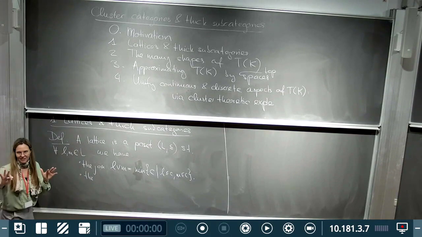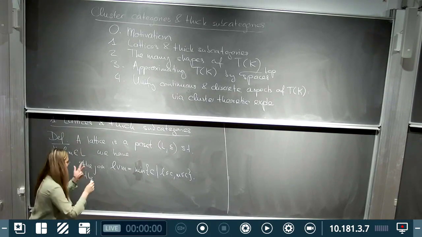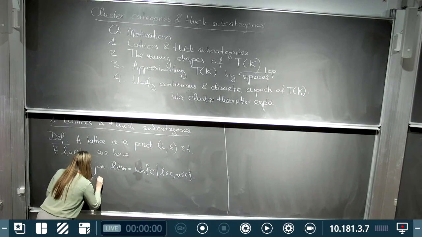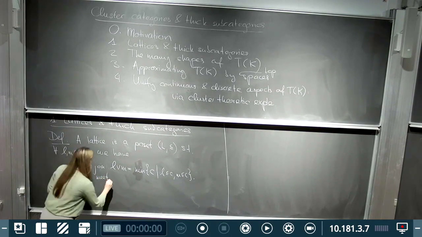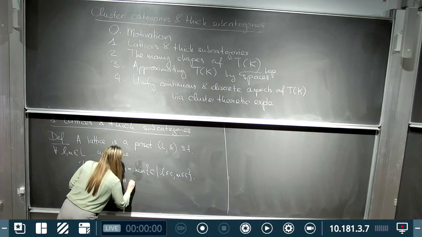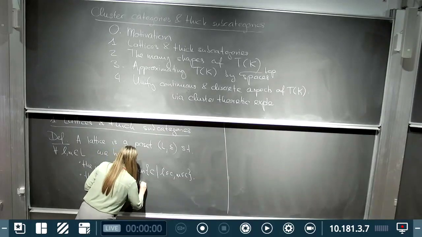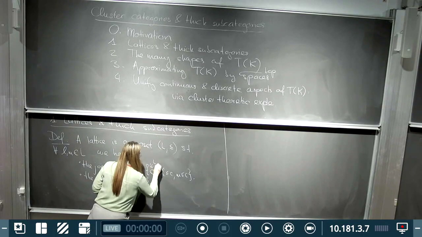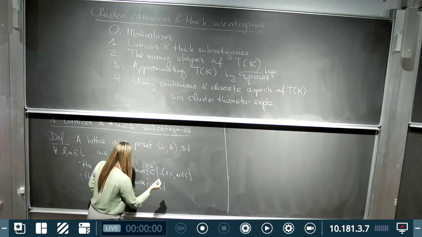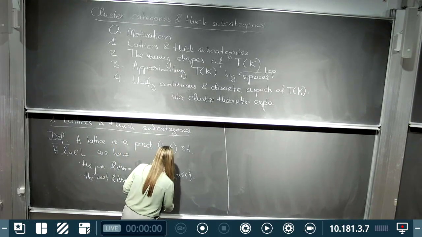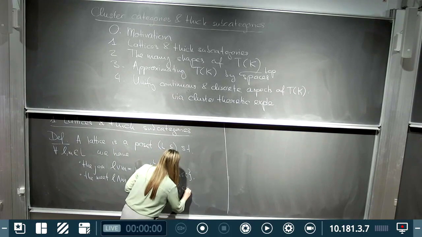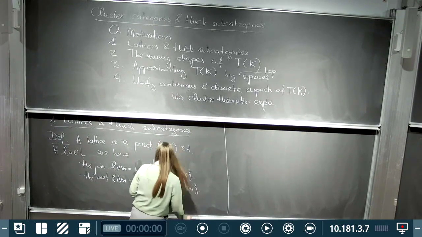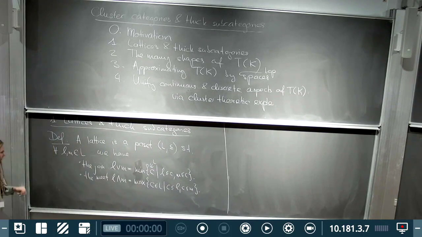Always take my directions with a grain of salt. I get easily confused. When I say join, I might mean meet. I probably write the right thing. The meet is the dual thing. It's the largest element, C, that is smaller than both of them. All right, so these things exist.